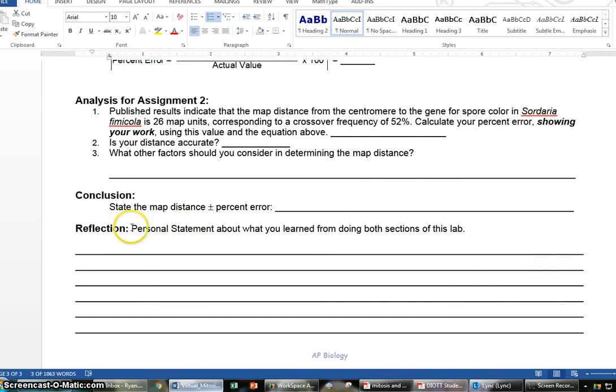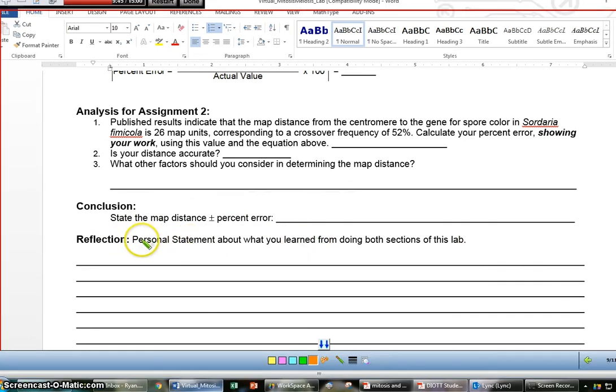And then the final thing is the reflection. Another thing that a lot of students missed last year is that it says make a personal statement about what you learned from doing both sections of the lab. A lot of people would just comment about the mitosis one or the meiosis one. A good comment not to make would be, it is really boring counting 100 cells in mitosis of the onion root tip cells. Give me something that's more significant than that, and you should be able to do well in this lab. Come see me if you have any questions, and I hope that helps.